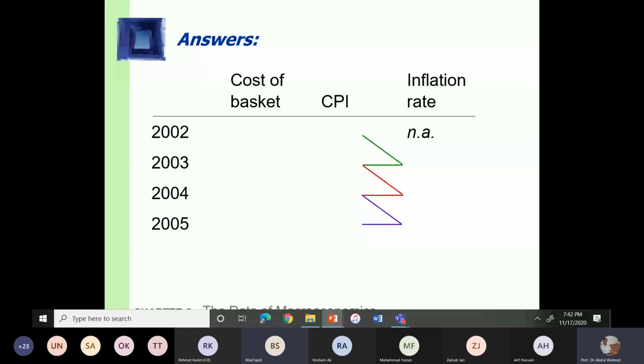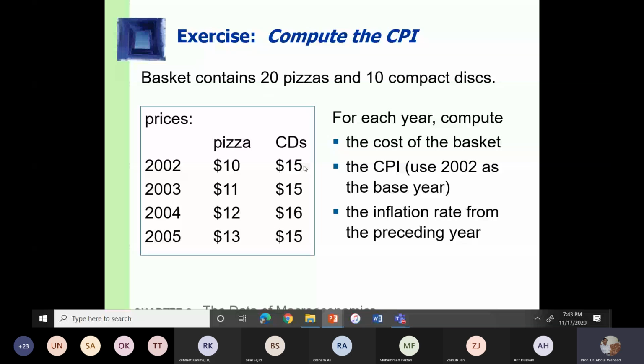350. Okay. So now we have two answers, 200 and 350. Any other new answer? या तो 200 करेक्ट होगा या 350 करेक्ट होगा. किसी और के पास कोई नया आंसर है? देखिए आप, if you go back, look at the numbers. This is the price of pizza. Okay, this is the price of CD. The basket contains 20 pizza and 10 compact disc. तो हमें तो कॉस्ट ऑफ बास्केट चाहिए ना. मैंने ये तो नहीं कहा ना कि कॉस्ट ऑफ पिज़्ज़ा क्या है या कॉस्ट ऑफ सीडी क्या है.